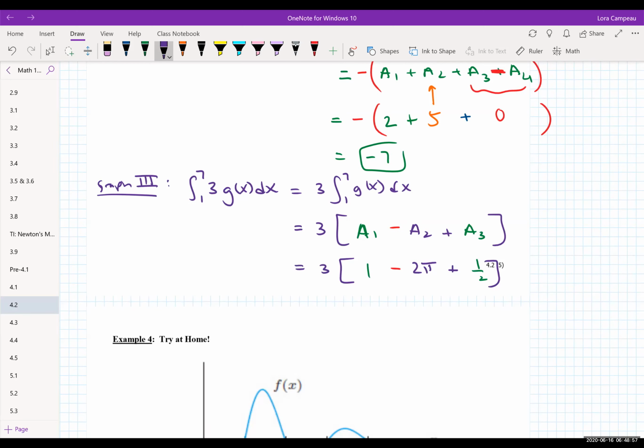Now I just want to make sure I'm combining the like terms. So we should have what? 3, still there. 1 plus 1/2 is 1.5, or 3/2. And then we saw the minus 2 pi. If we're being precise, you probably want to distribute the 3. So 3 times 3/2 is 9/2, and 3 times 2 pi is 6 pi. So 9/2 minus 6 pi is our evaluation of our integral.